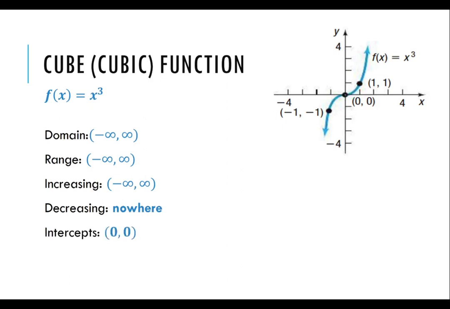Then the intercepts are specifically the origin point, (0, 0). And do we have any symmetry? Notice that we do not have y-axis symmetry, so therefore it's not an even function. Then if you were to turn it upside down or rotate it 180 degrees, do you get the exact same function that you started with? And the answer is yes. So this function does have origin symmetry, and since it's a function, it is then an odd function.